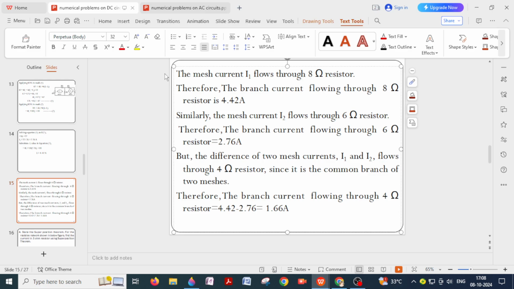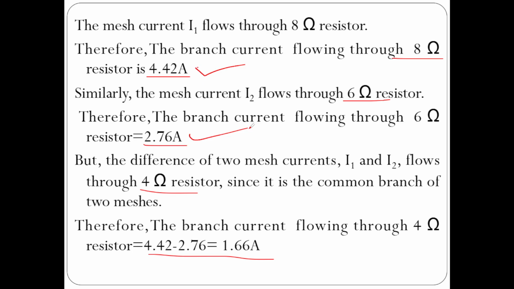So these are the branch currents. In the 8 ohms resistor, I1 current flows. In the 6 ohms resistor, I2 current flows. In the 4 ohms resistor, differential current flows. So in the 8 ohms resistor the current is 4.42 amperes, in the 6 ohms resistor the current is 2.76 amperes, and in the 4 ohms resistor the current is 1.66 amperes.